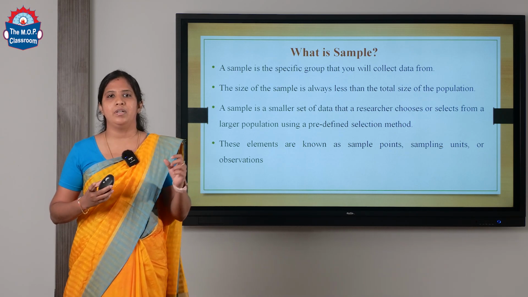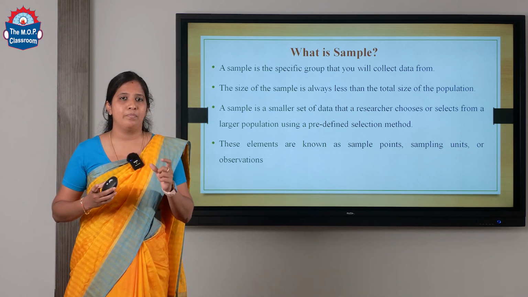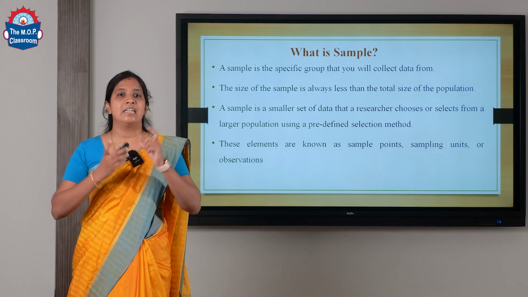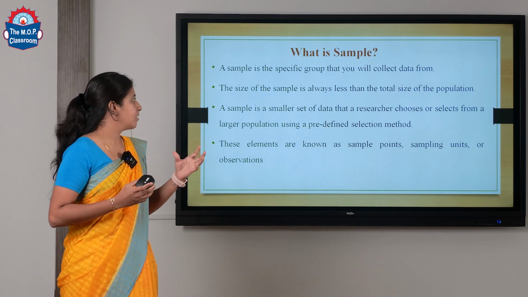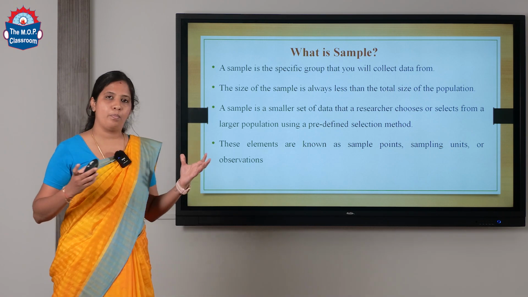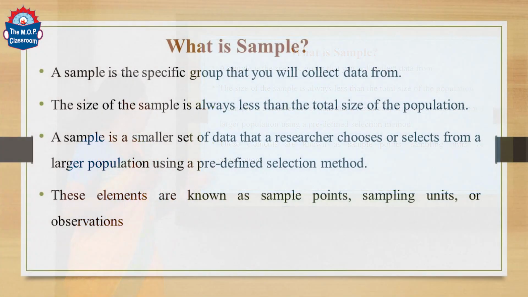The size of the sample is always less than the overall population, but the subset should represent the entire population. So a sample is a smaller set of data that a researcher chooses or selects from a larger population using a predefined selection method, which means you have to follow some method to get your correct sample size and numbers. A sample can also be called sampling points, sampling units, and observations.